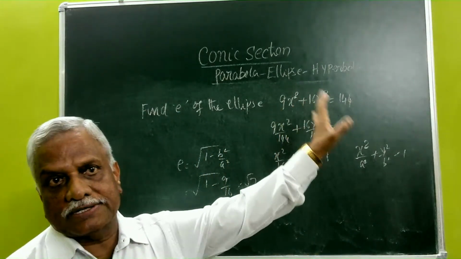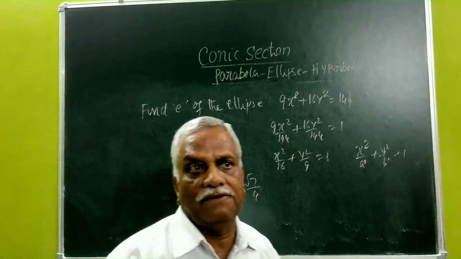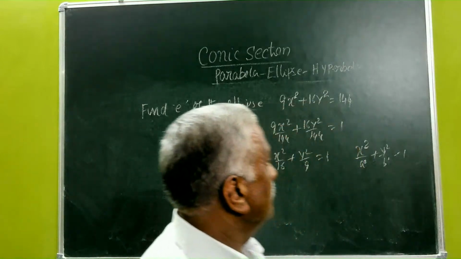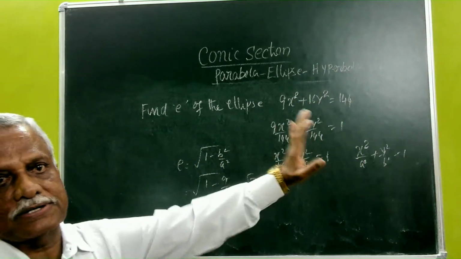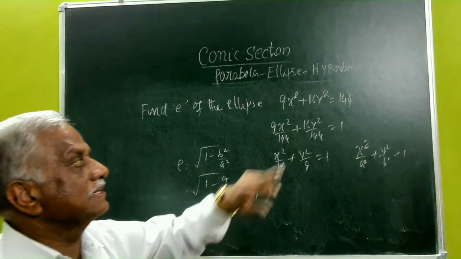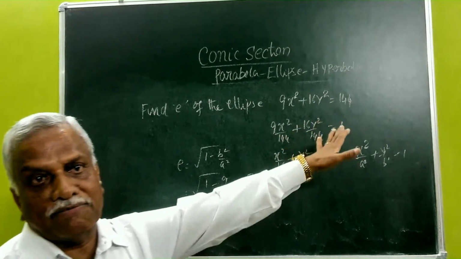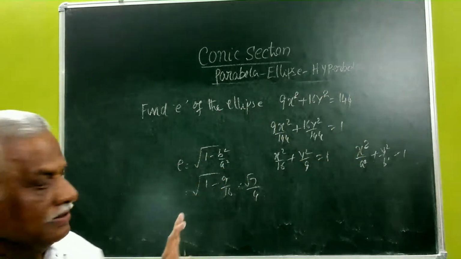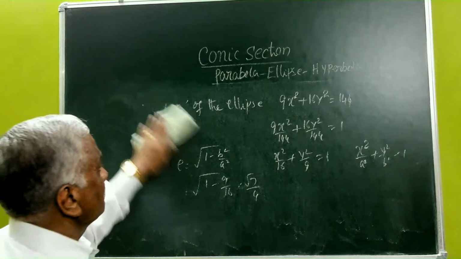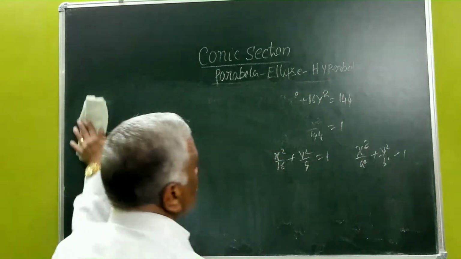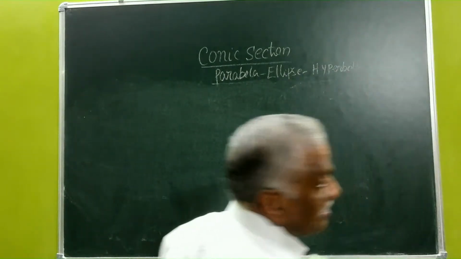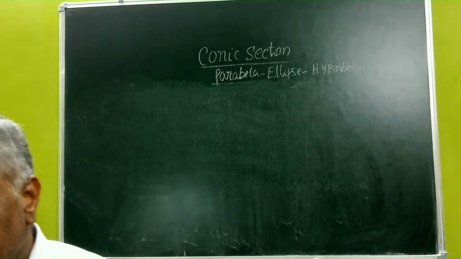First of all, you should notice that the equation of ellipse is not given in the standard form. Therefore, first bring the equation to standard form. What is the method? Right hand side, whatever number is given there, you divide left hand side and right hand side by that. You get the standard form. Once you get the standard form, see whether it is first type or second type.